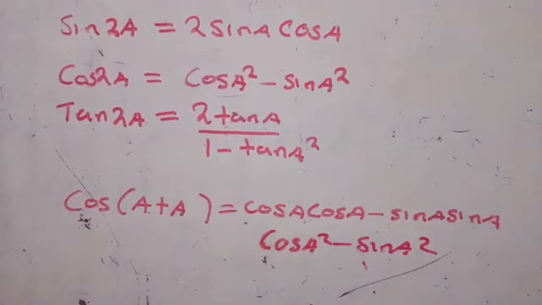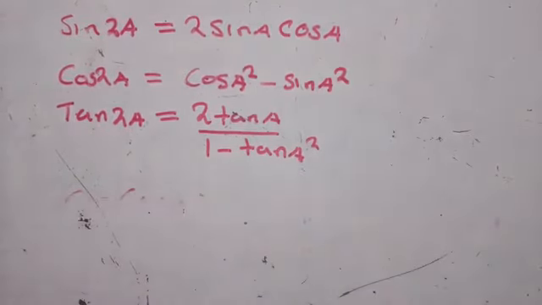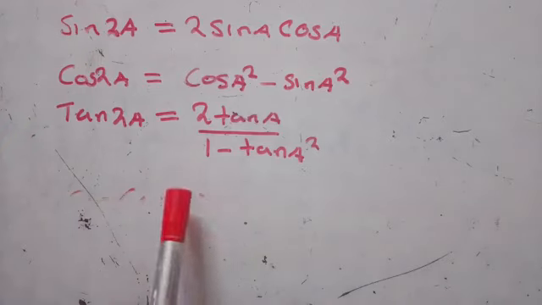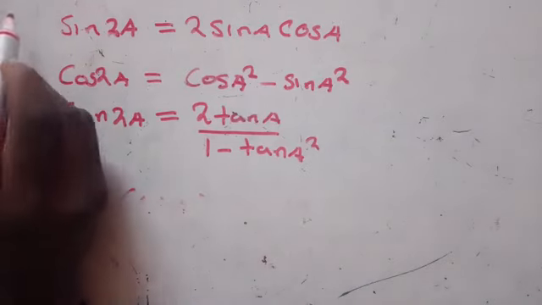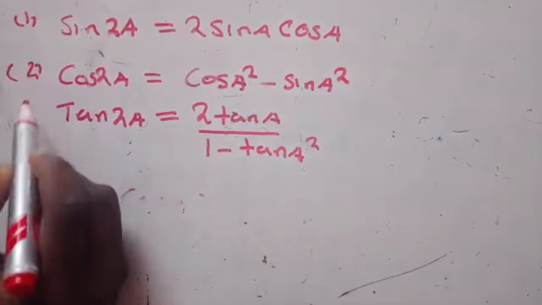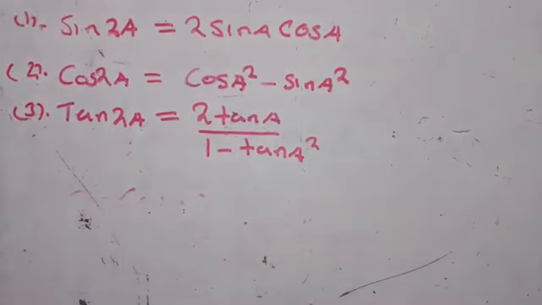These are the identities that you should know when you're dealing with the double angle. Make sure you master these three identities. Number one, sine 2a is equal to 2 sine a cos a. Number two, cos 2a is equal to cos a squared minus sine a squared. The last one, tan 2a, is equal to 2 tan a over 1 minus tan a squared. So this is 1, this is 2, this is 3. Make sure you master these three identities on a double angle.